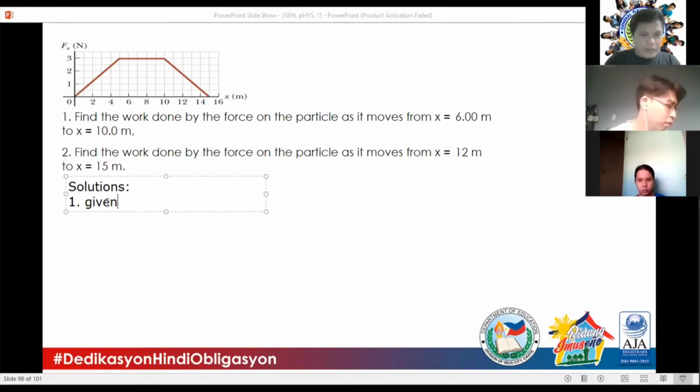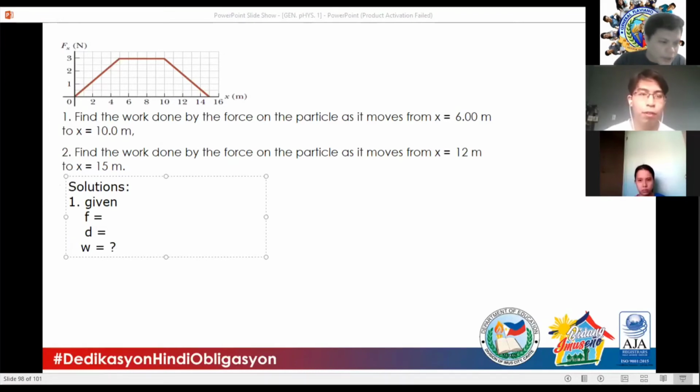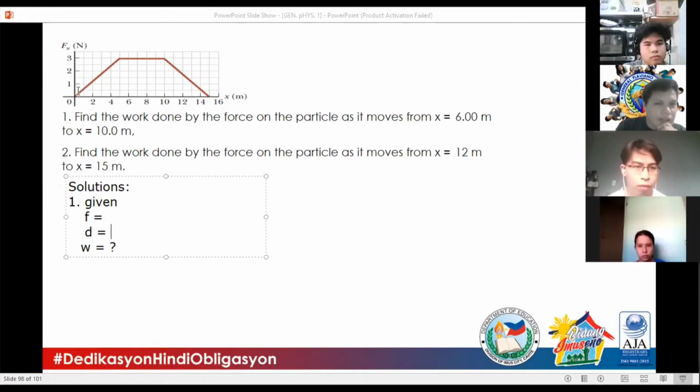So yung given po natin must be force and the displacement, because you are looking for work. All right, Jana, what will be your force? On the graph, your force is the vertical position and your displacement is the horizontal position, right?